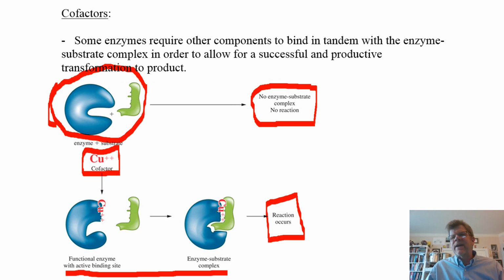So that's an example, a fanciful one, but an example of a cofactor that is required in this successful binding of an enzyme and a substrate. But we will now look at small molecules that are also sometimes required as cofactors in place of these metal ions.